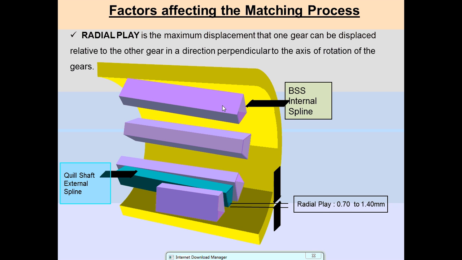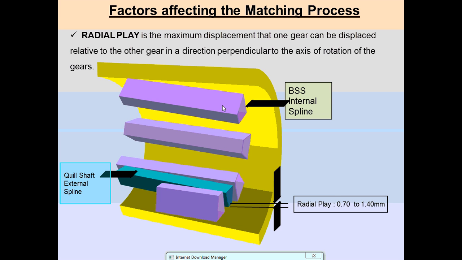First is the radial play. This is the factor. What does radial play mean? It is the maximum displacement between two splines or two gears, in the direction perpendicular to the axis of rotation. The radial play dimension should be between 0.7 and 1.40 mm.